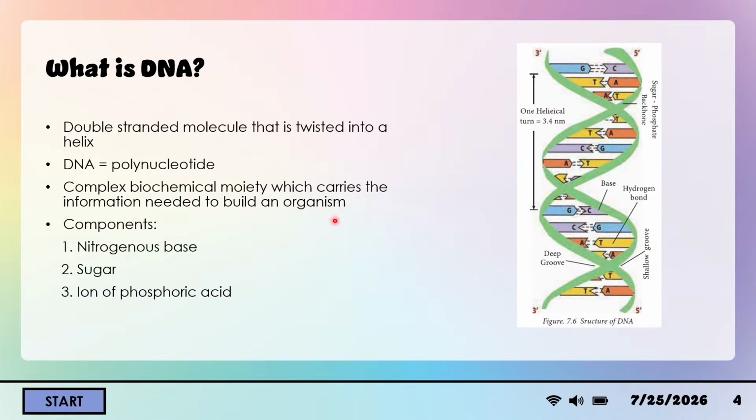Now, some of the basic components present in DNA are: first, the nitrogenous base, the sugar, and the ion of the phosphoric acid. Do not worry about these terms, because we are going to discuss them individually.